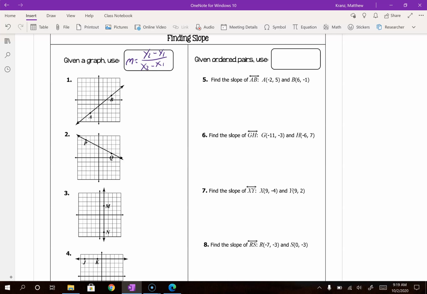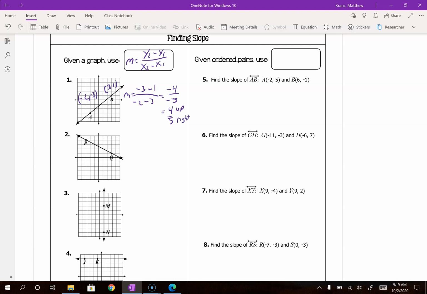So if I look at number 1, I see this point here is 3, 1, and this point here is negative 2, negative 3. So all I'm going to do is take my two y's and subtract them. So m equals negative 3 minus 1 over negative 2 minus 3. So negative 3 minus 1 is a negative 4, and negative 2 minus 3 is a negative 5. So negative over negative is positive, so the answer to this is 4 over 5, meaning 4 up, 5 to the right. The bottom number is always to the right.